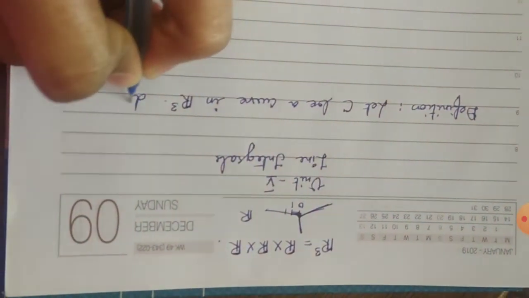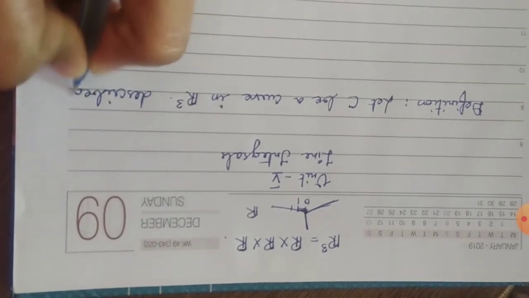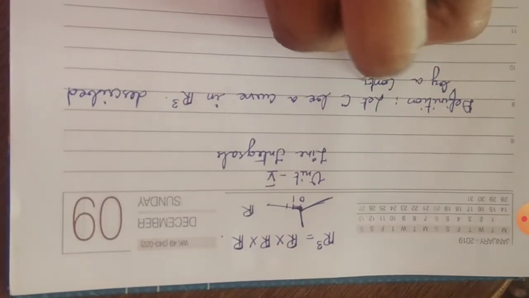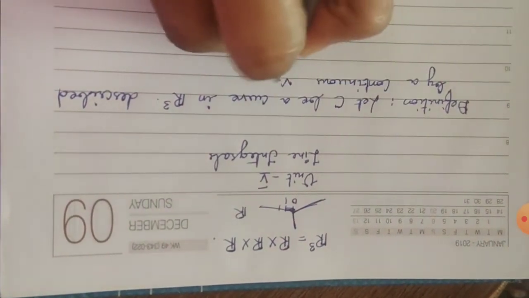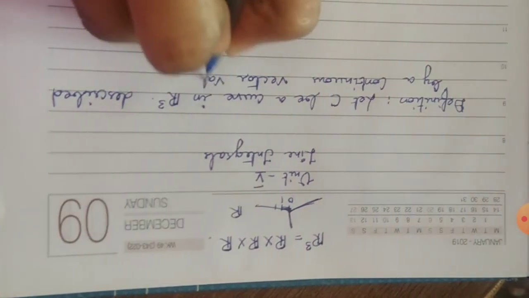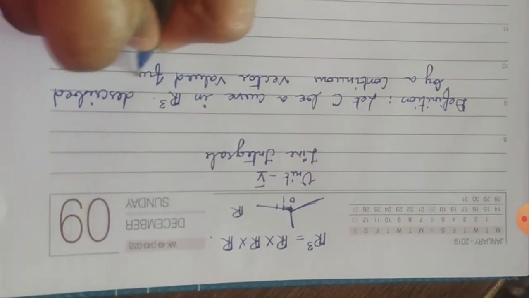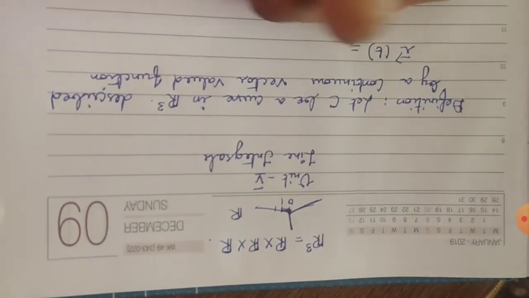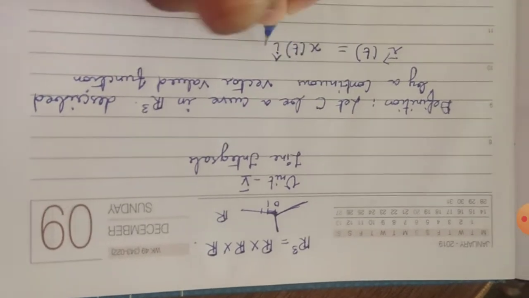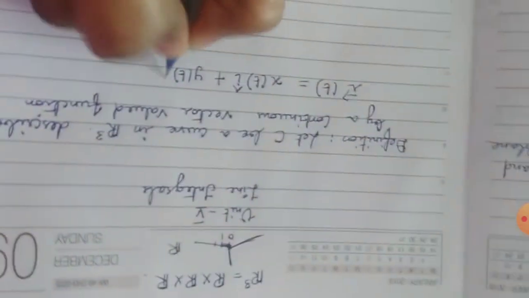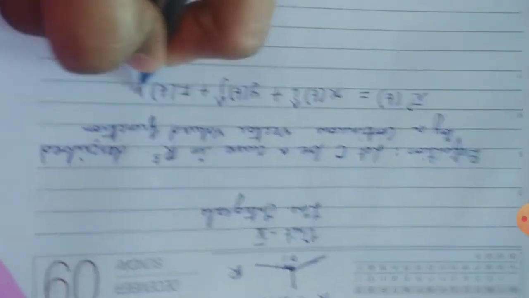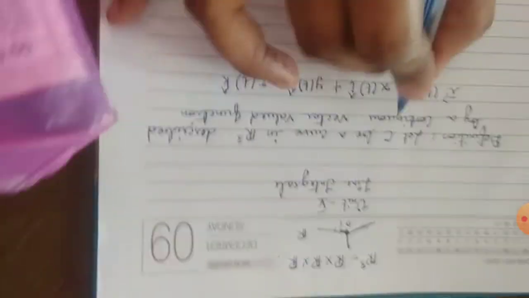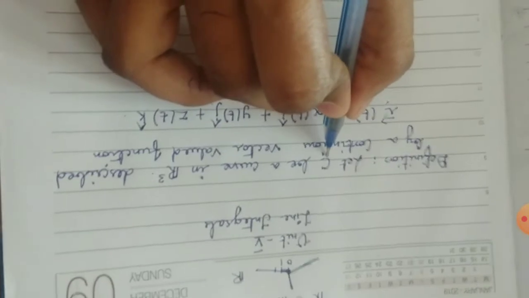The curve is described by a continuous vector valued function. So what is C? C is described by a continuous vector valued function. You know the vector valued function: R vector of t is x of t i, plus y of t j, plus z of t k vector. These i, j, k are unit vectors. So C is defined like this. R vector is nothing but C.